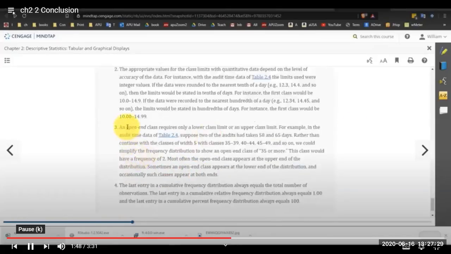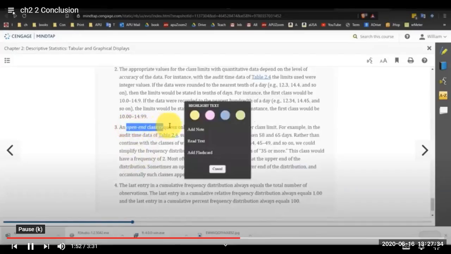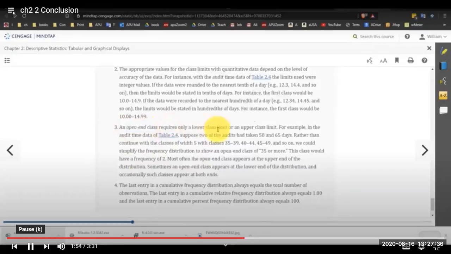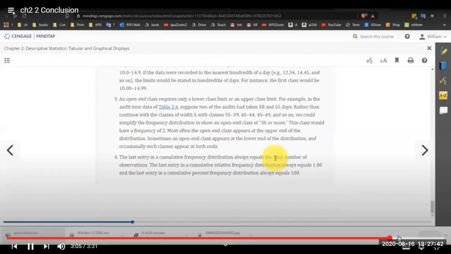Okay, let's skip down to this one. So they said an open-end class requires only a lower class limit or an upper class limit. So what they're talking about is, suppose we had some observations and the last equals 100. Let's go on to the next one.